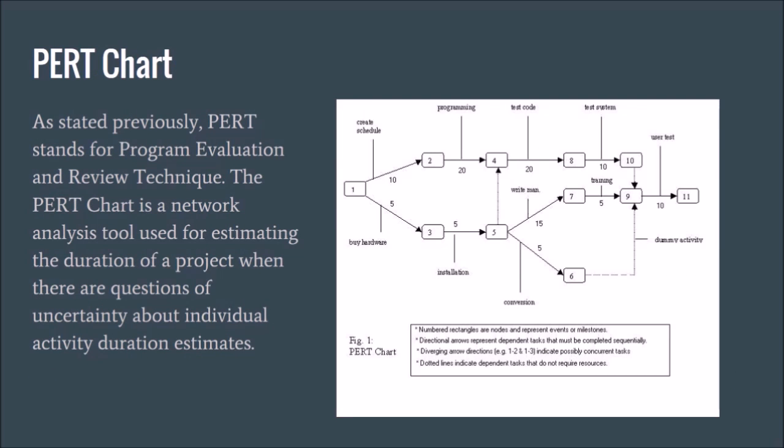The PERT chart, as stated previously, stands for Program Evaluation and Review Technique. The PERT chart is a network analysis tool, and it's used for estimating the duration of a project when there are some questions of uncertainty about the individual activity duration estimates.